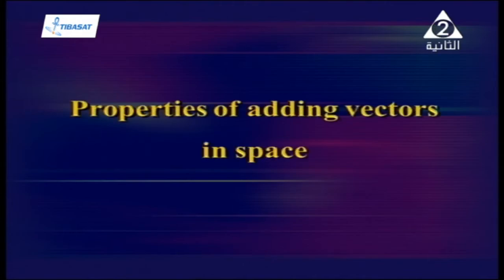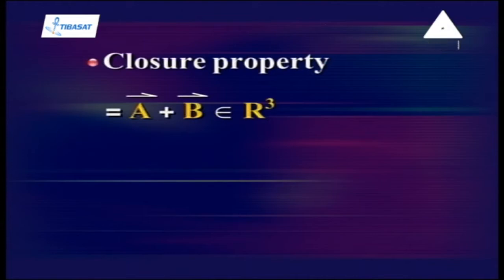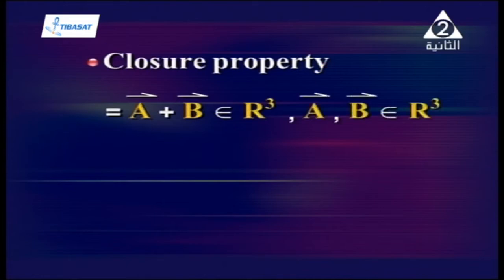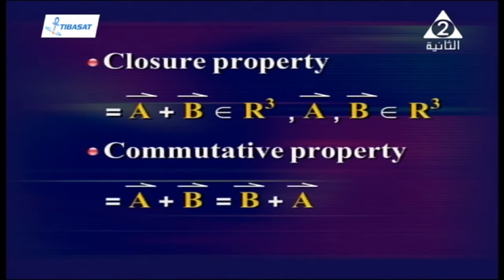Now we are going to study the properties of adding vectors in space. Number 1, closure property. What do we mean by closure property? If we have two vectors, vector A and vector B, belonging to R3 or 3 dimensions, then A plus B must belong to R3. Don't forget, A and B belong to R3. Commutative property. What is the meaning of commutative property? A plus B equals B plus A. A plus B vector equals B plus A vector.